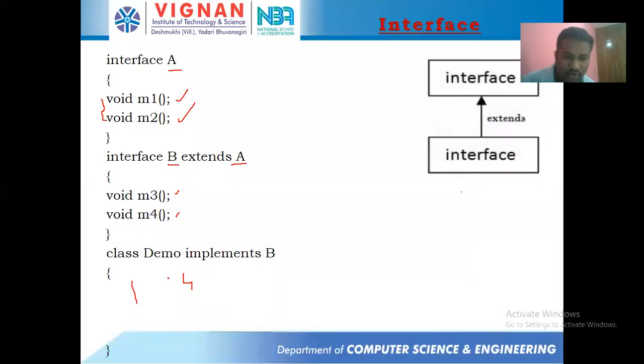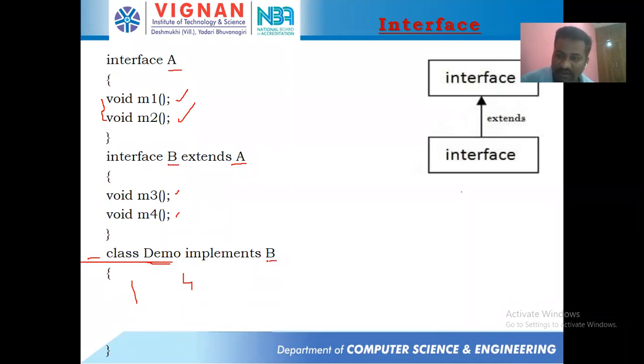This demo class has to implement these four methods. If the demo class is not implementing the four methods, then this class has to become an abstract class. You can observe here, A is an interface, B is an interface. Now I'm going to extend B with respect to A, and then the class demo implements B.